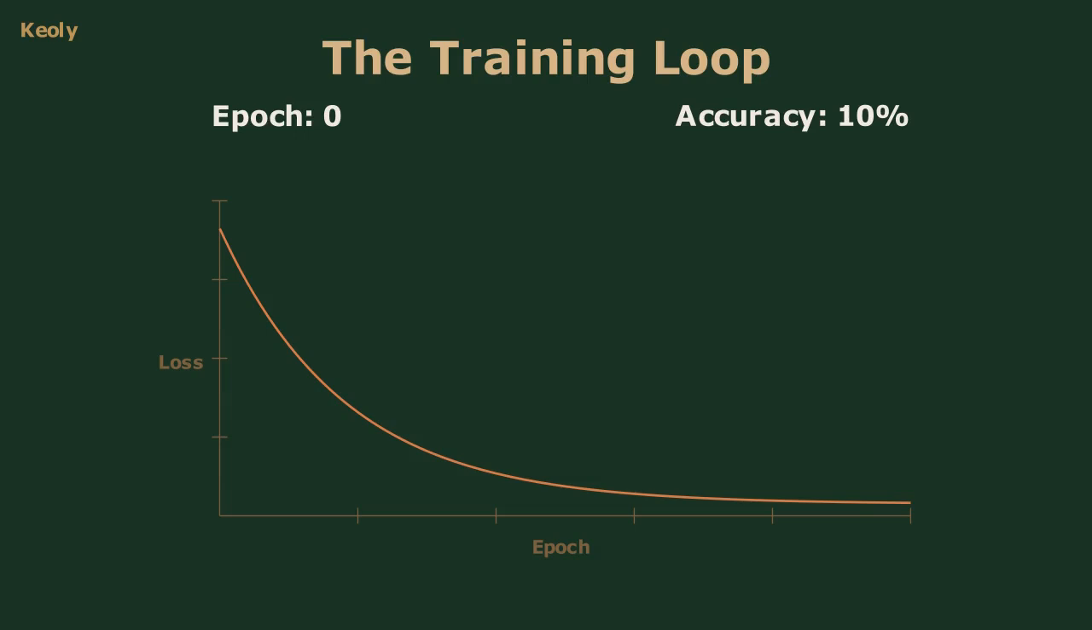One full pass through the training dataset is called an epoch. For our digit network, that's 6,000 images. We typically run dozens of epochs. By epoch 10, the loss is dropping fast. The network is starting to recognize patterns. By epoch 50, it's hitting 98% accuracy on images it's never seen before.